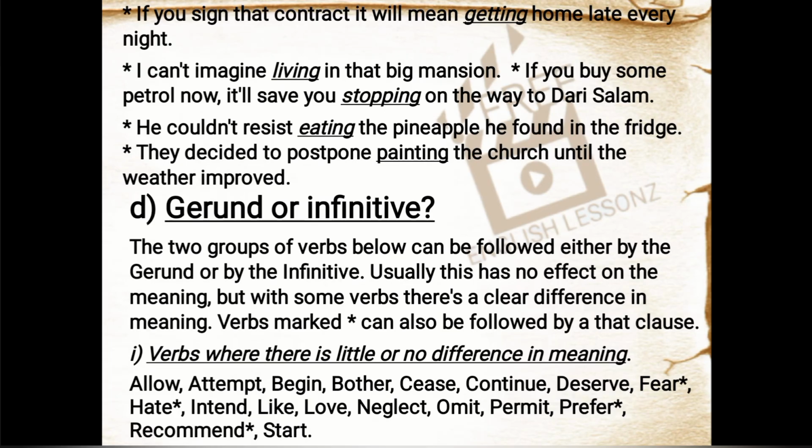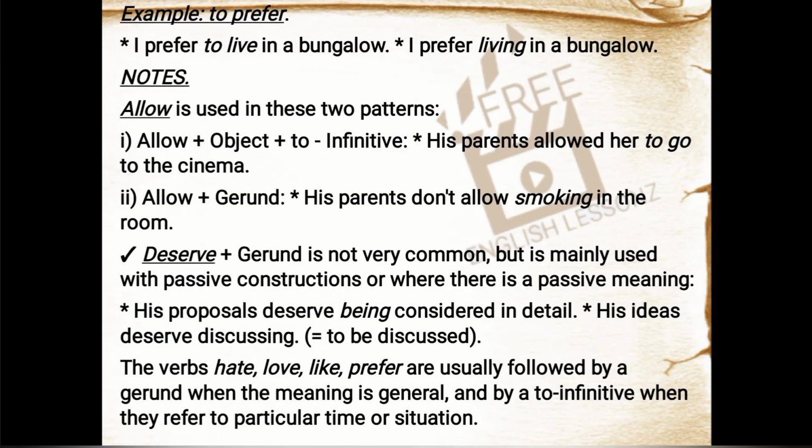Verbs marked with an asterisk can also be followed by a that clause. 1. Verbs where there is little or no difference in meaning. Allow, attempt, begin, bother, cease, continue, deserve, fear, hate, intend, like, love, neglect, omit, permit, prefer, recommend, start. Example, to prefer. I prefer to live in a bungalow. I prefer living in a bungalow.